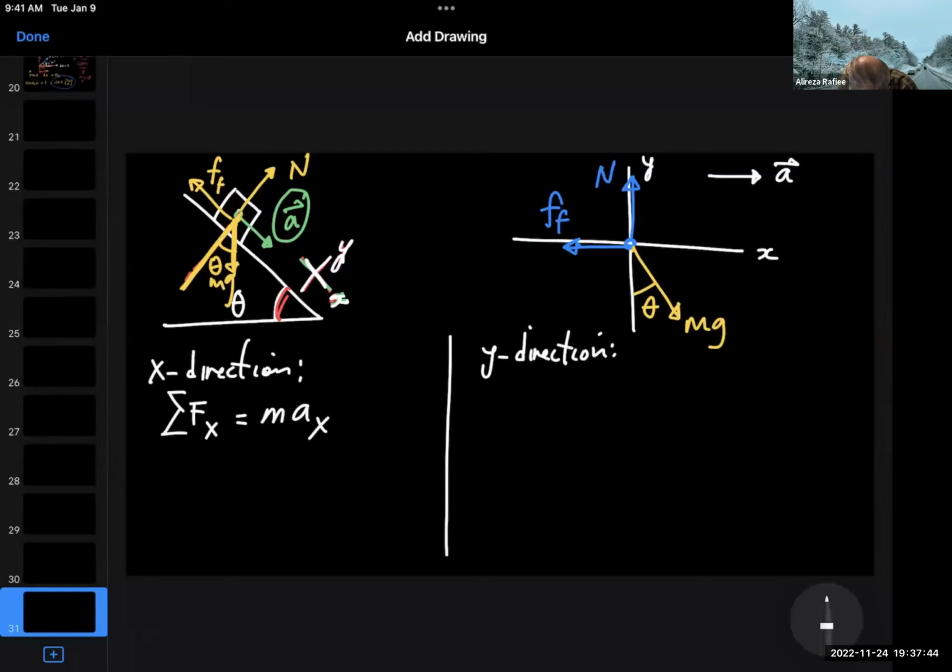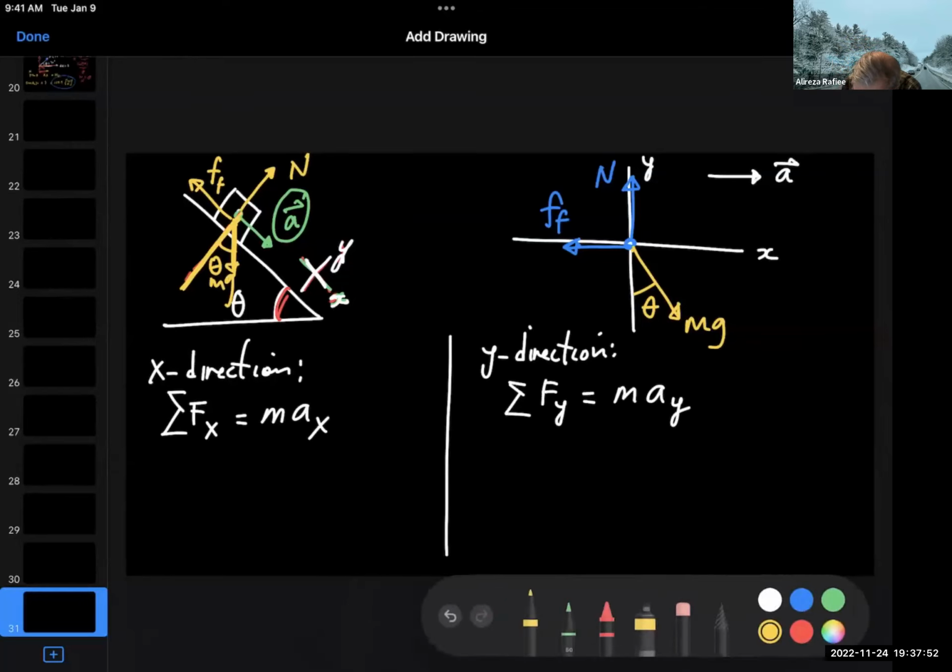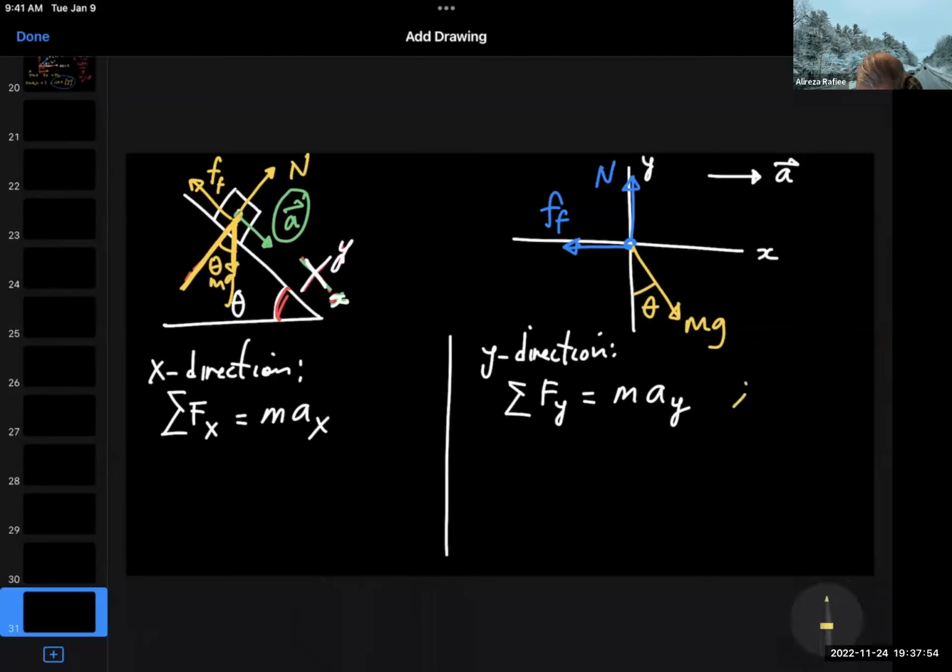And then in the y direction, again, you will have the sum of all the forces in the y direction equal to m times acceleration in the y direction. And now you will see the choice of coordinate system. In the y direction, acceleration is 0. In the x direction, acceleration is just simply a.